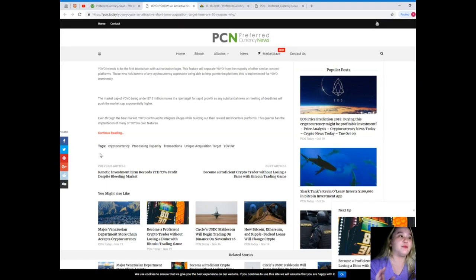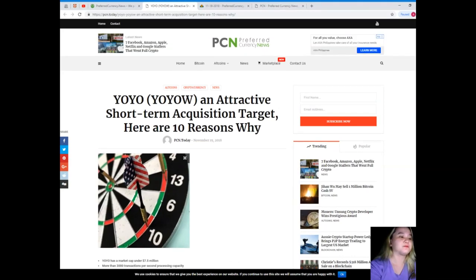So the market cap of YOYO being under $7.5 million makes it a ripe target for rapid growth, as any substantial news or meeting of deadlines will push the market cap exponentially higher. Even through the bear market, YOYO continued to integrate dApps while building out their reward and incentive platforms. This quarter has implementation of many of YOYO's coin features. All right, so this includes their authorization feature, lockup feature, and dividend and governance.